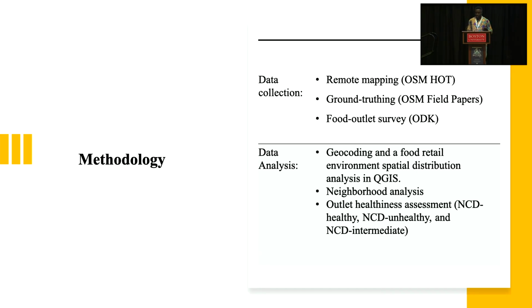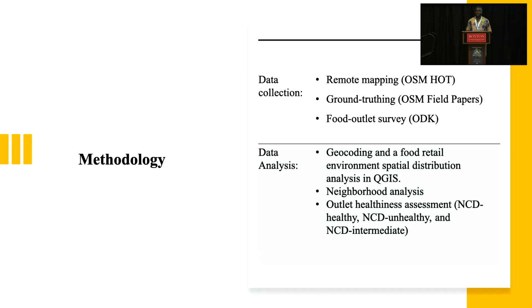Then the second phase was the ground truth, in which we used the printed-out field papers, which we believed was more accurate than handheld GPS. And it also gives the users the opportunity to provide edits on the paper and later make the updates online. So with that, we move on to the third phase, which is the food outlet survey, where we used ODK, which is Open Data Kit.